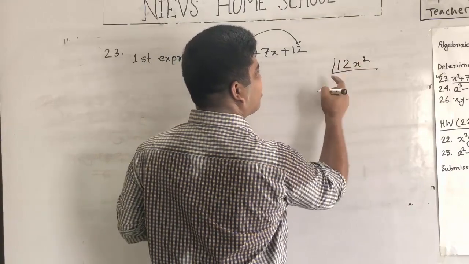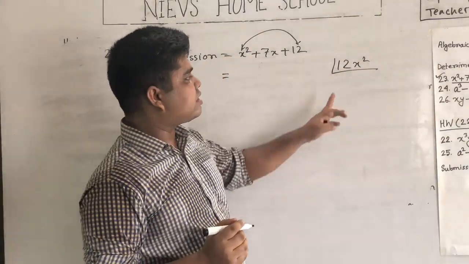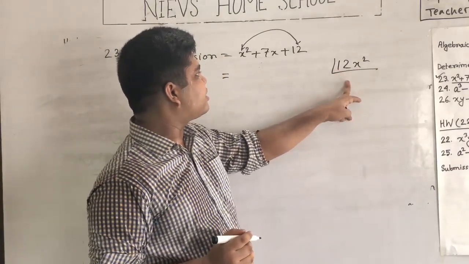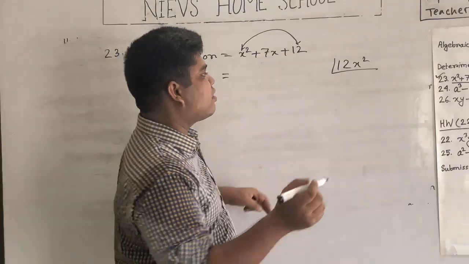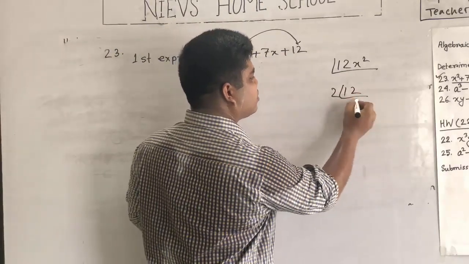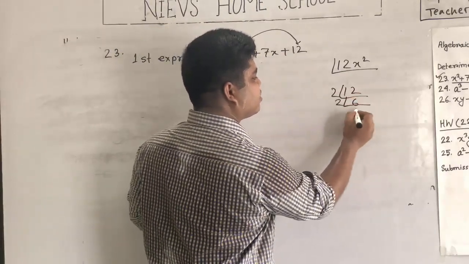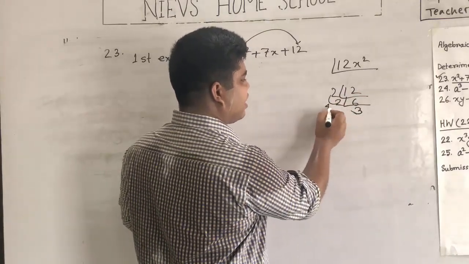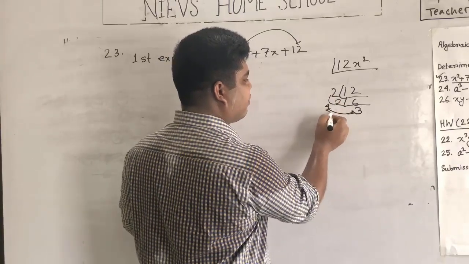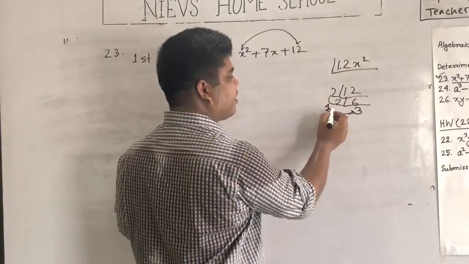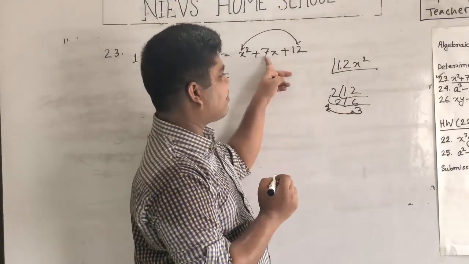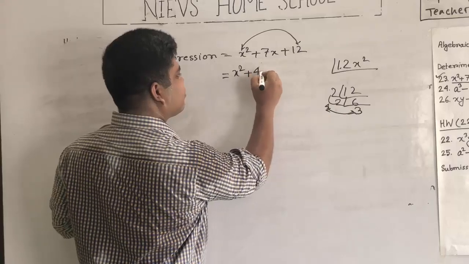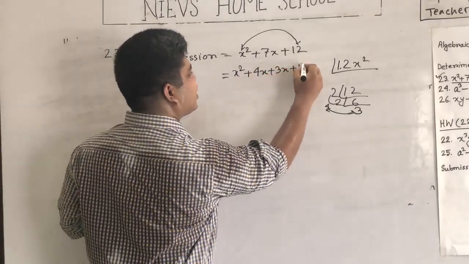Then we break it into two factors. Their product will be 12x square and their sum will be 7x. So 2 6 are 12, again 2 3 are 6. Now 2 2 are 4 and 3. If we multiply 3 with 4, it will be 12. And if we add 4 with 3, it will be 7. Okay, so we can write x square plus 4x plus 3x plus 12.